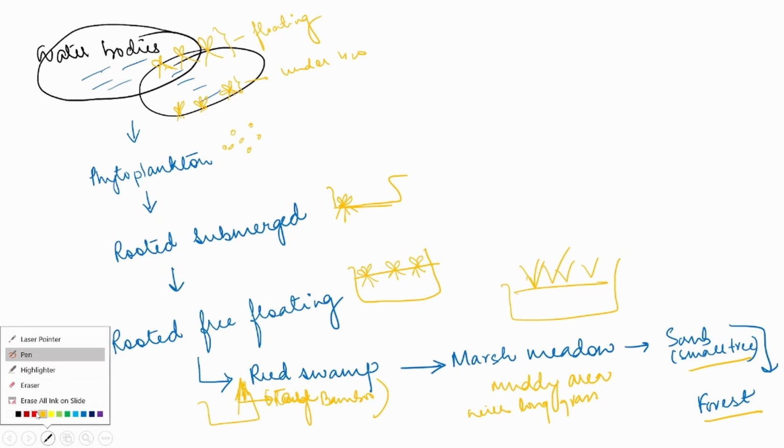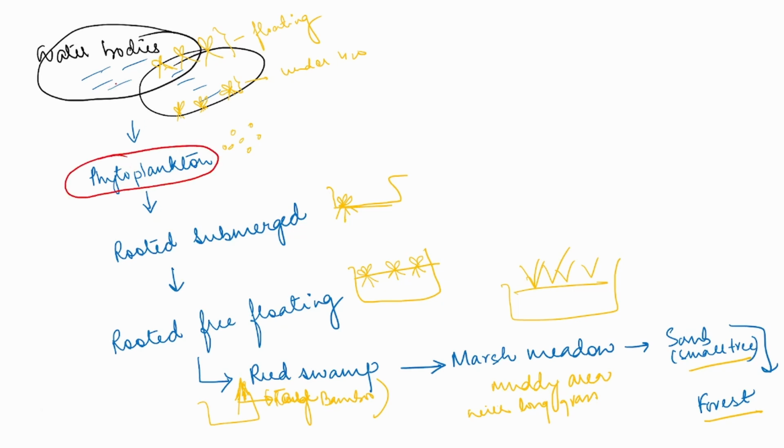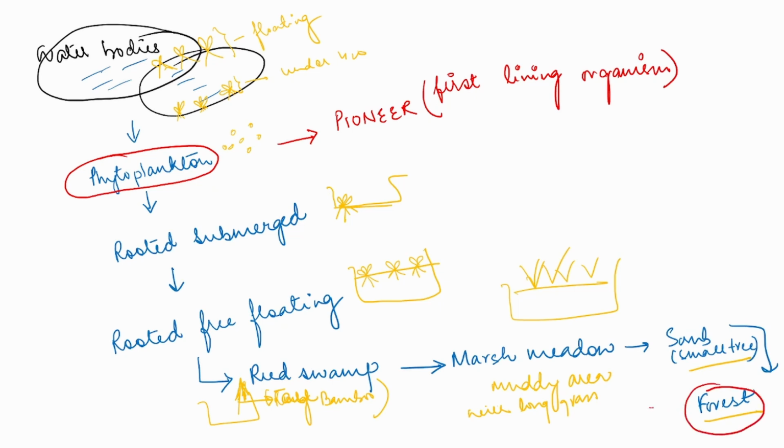So here one thing let me tell you, this is the first living organism that exists on this water body, yes or no? So we call this pioneer. Why pioneer? Because this is the first living organism. And this is the end, what we call the climax community, right?